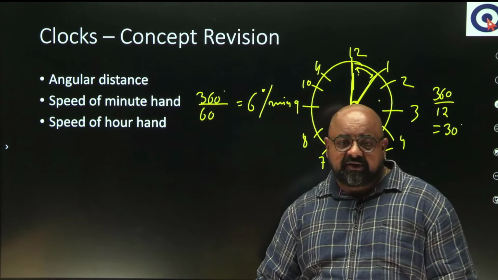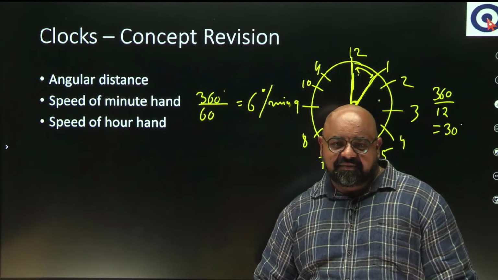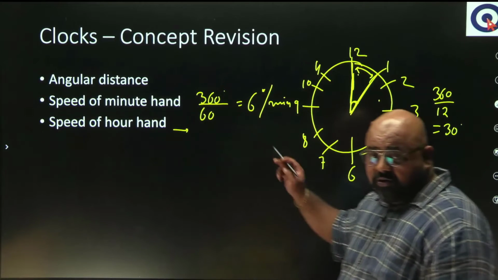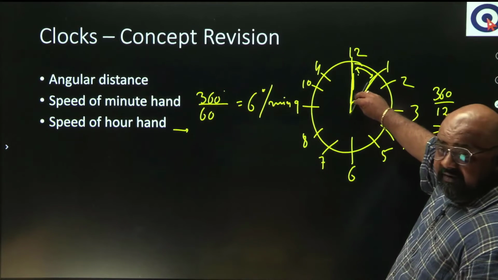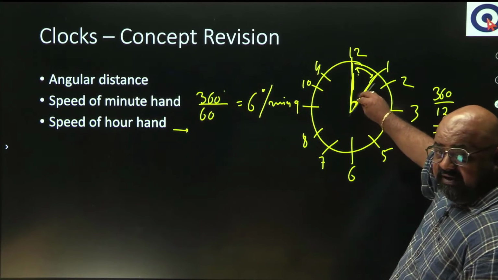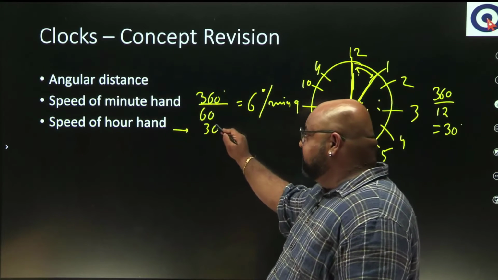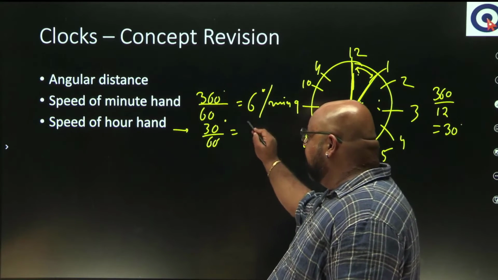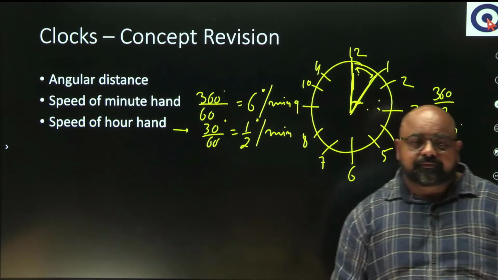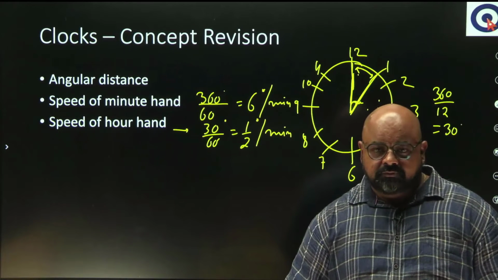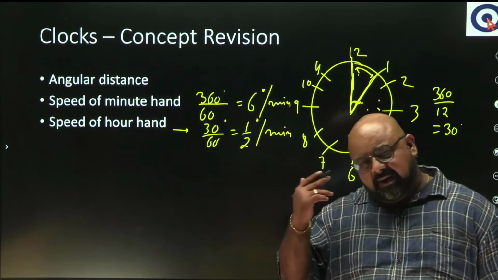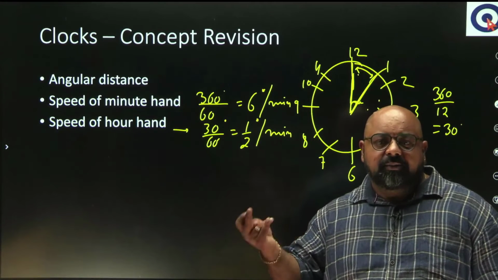What is the speed of the hour hand? The speed of the hour hand is, again, from 1 o'clock to say 2 o'clock. 1 o'clock the hour hand will be here, 2 o'clock it will reach 2. So the distance that it has covered is 30 degrees, and for that it takes 60 minutes. Therefore, half a degree per minute. All right. These numbers could be remembered, but again, they're not numbers that cannot be reproduced in the exam.